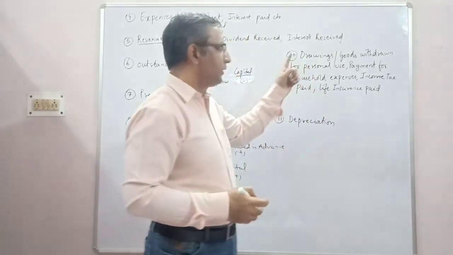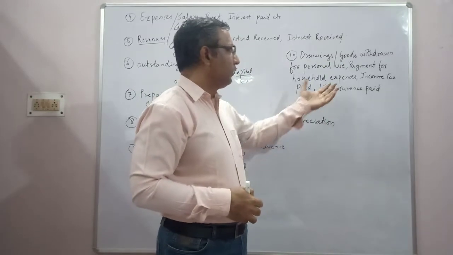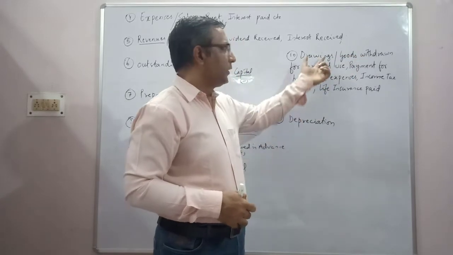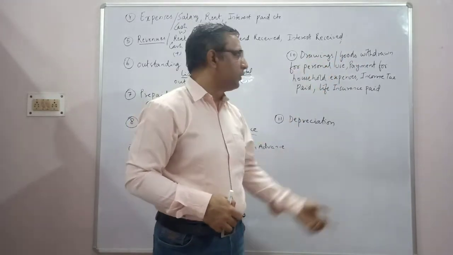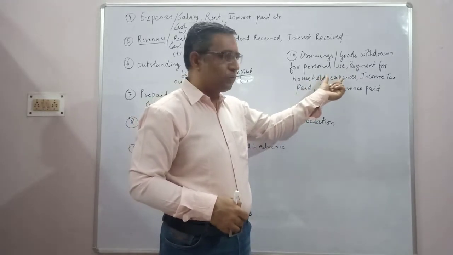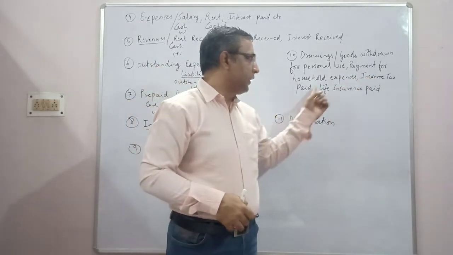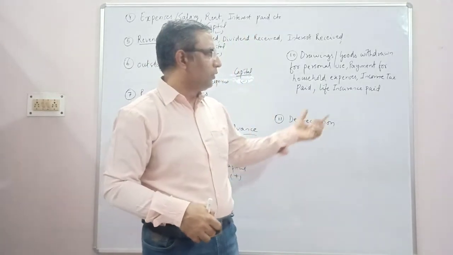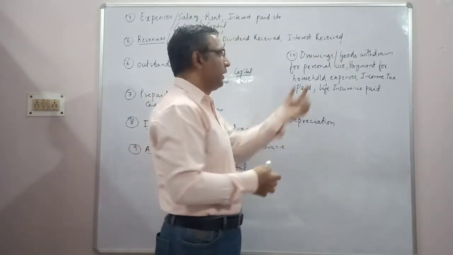Now we come to drawings. Drawings is the amount of goods or anything related to the proprietor, when he uses it for personal purposes. Drawings are the goods withdrawn by the proprietor for personal use, or he has paid cash of the business for his household expenses. Or if his income tax is paid, then also it is a drawing, because income tax is related to the proprietor's income, not the business income. Life insurance premium is also of the proprietor, not the business. So these are all drawings.